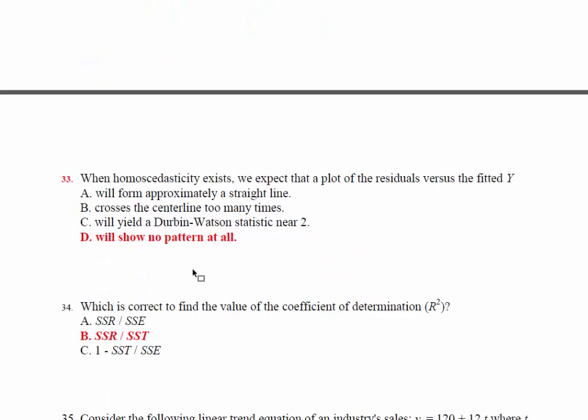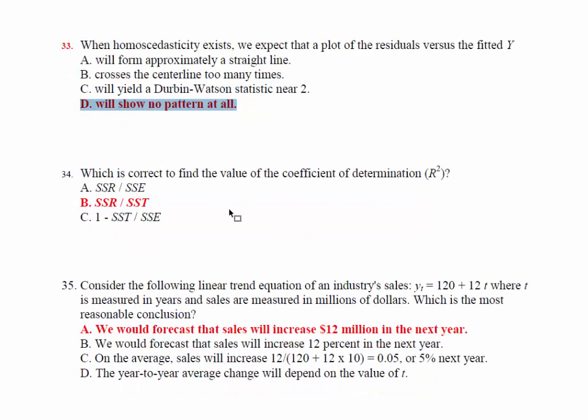Number 33. When homoscedasticity exists, we expect that the plot of the residuals versus the fitted Y will show no pattern at all. That's from the textbook. And actually, this is not required of you, so you don't need to worry about it. This is for your knowledge. Number 34. Which is correct to find the value of the coefficient of determination R squared? Definition: SSR over SST.